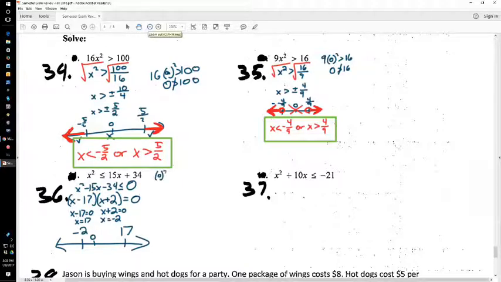So we've got 0 squared less than or equal to 15 times 0 plus 34, and we're going to see if this is true or not. 0 times 0 is 0. 15 times 0 is also 0. Plus 34 is a positive 34. Is 0 less than 34? Yes.